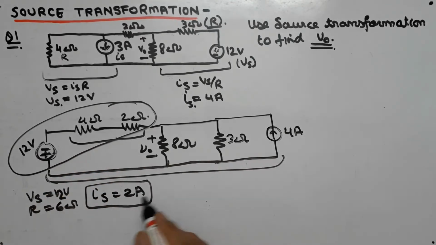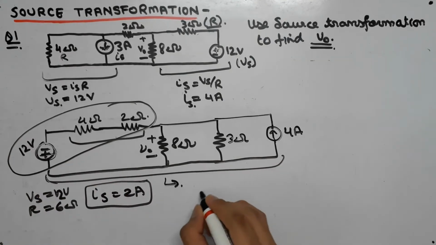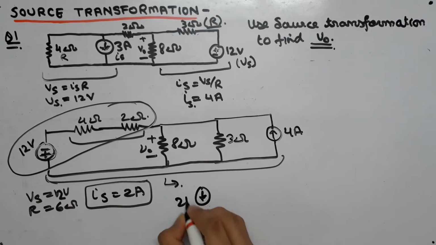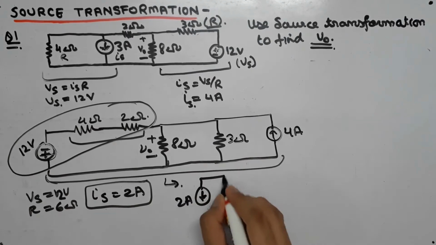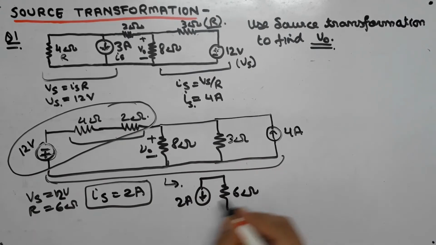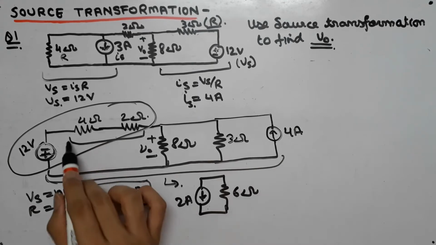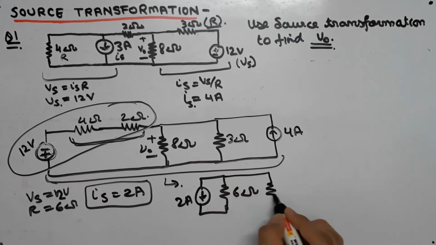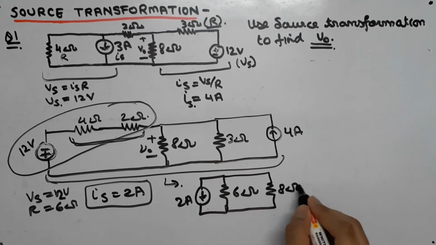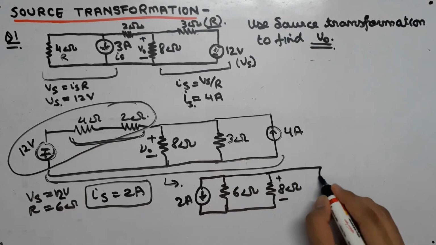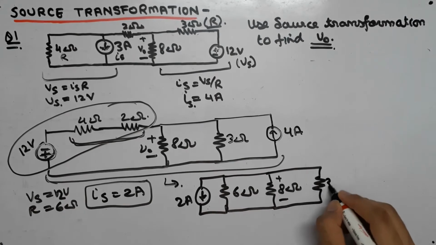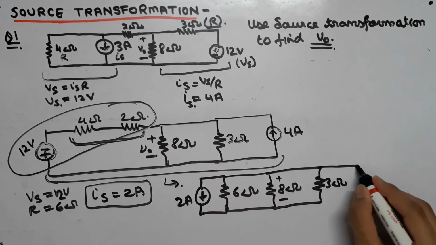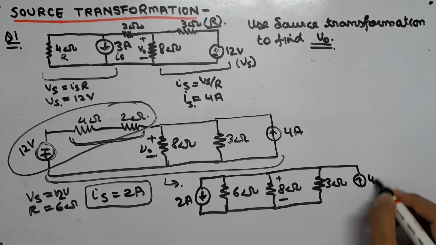Now we will draw the equivalent circuit for this part of the transformation, which will come out to be with the 2 ampere source running downwards in parallel with 6 ohm resistor, that is our resistance R, which is the equivalent of 4 ohm and 2 ohm, in parallel to the 8 ohm resistor, across which we have to find the value of V0, and a 3 ohm resistor over here, which is in parallel to the 4 ampere current.